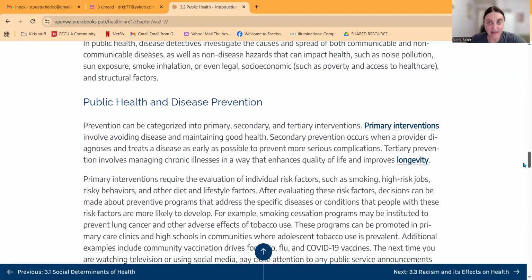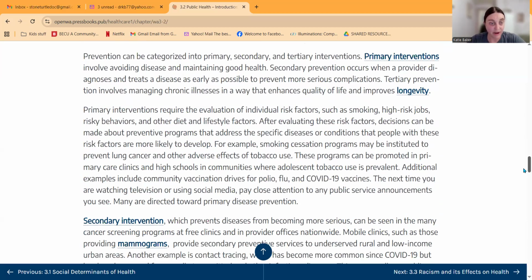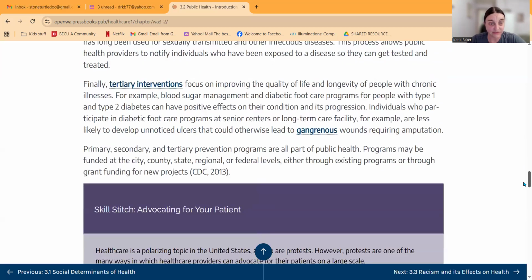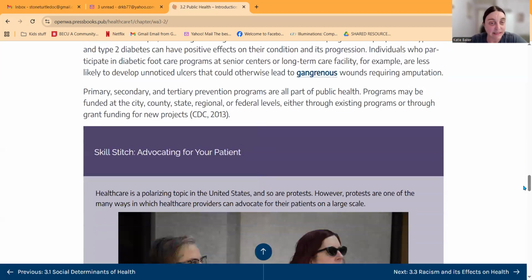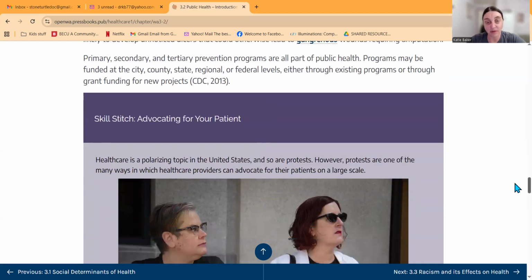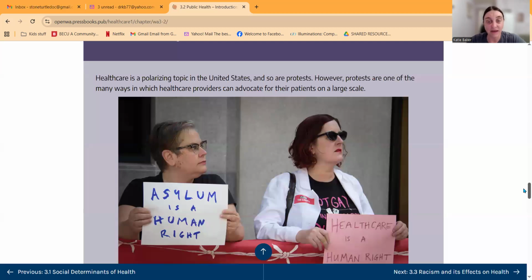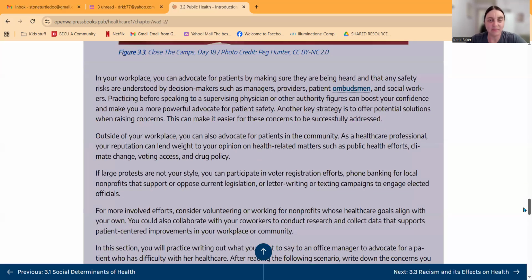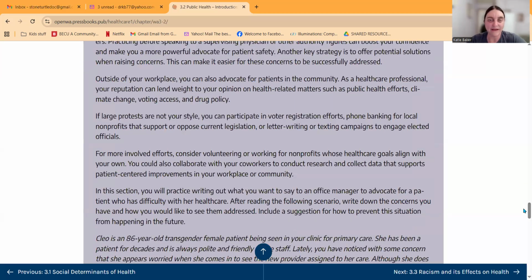Okay, so public health and disease prevention includes looking at primary, secondary, and tertiary interventions. And then we're going to enter into the skill stitch. The skill stitch for this chapter is about advocacy. So many times our healthcare providers become advocates for their patients, either at a state or federal level, maybe by protesting or maybe by testifying on behalf of a bill, or locally by working in the clinic to advocate for patients and making sure that their needs are met.